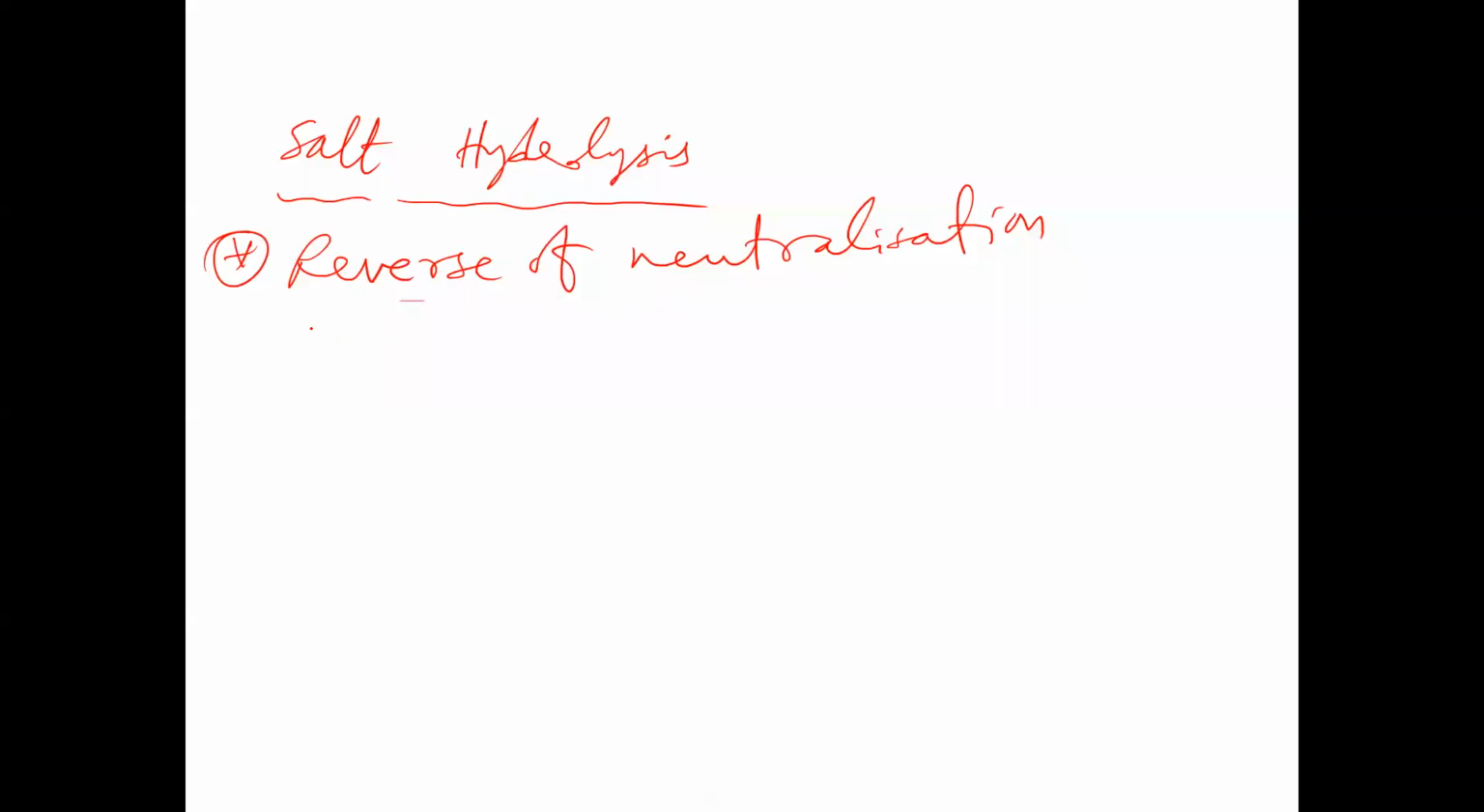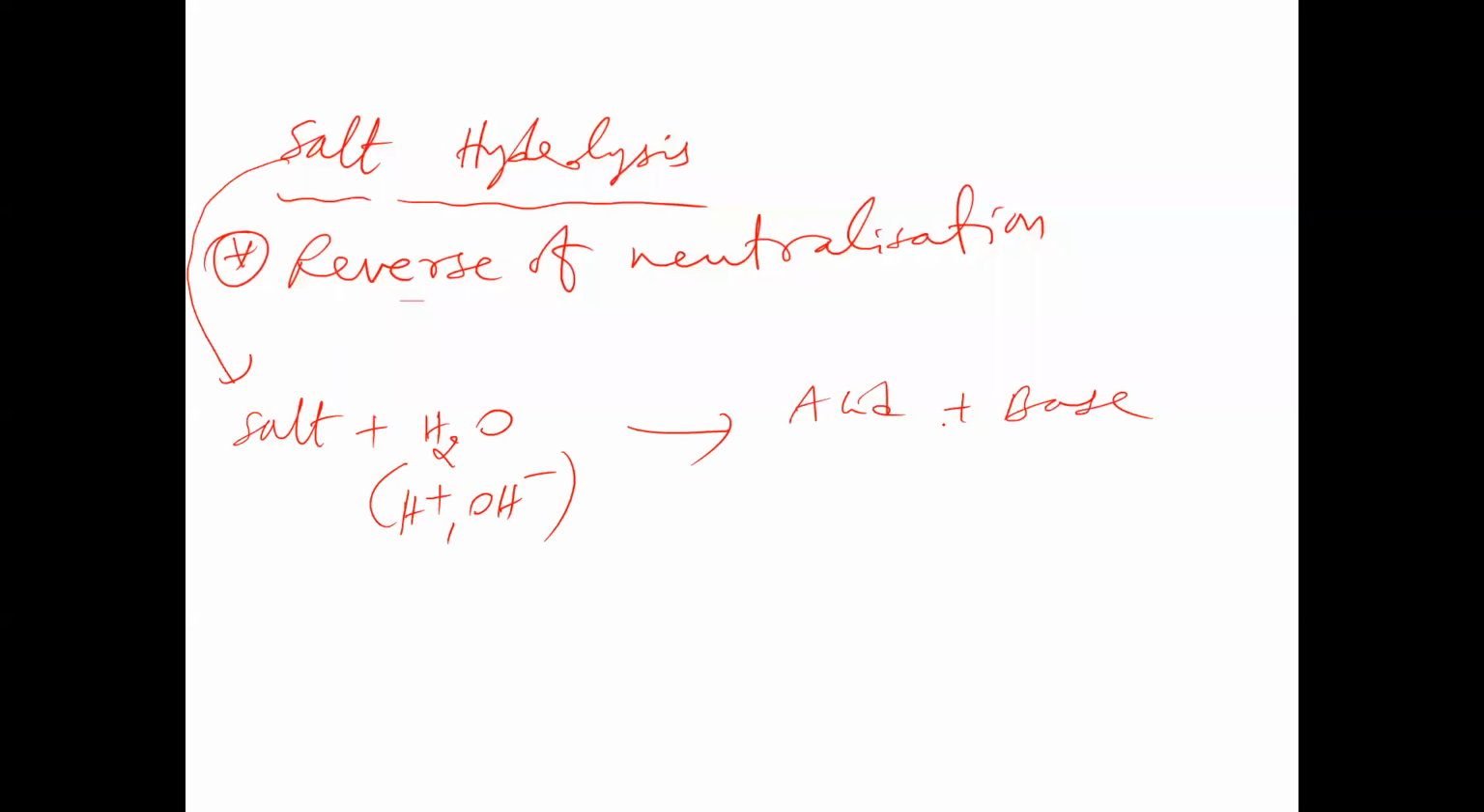Now in salt hydrolysis, what happens in this process? One salt will interact with the water. In the water we have H plus ions and OH minus ions, to form acid plus base. This is salt hydrolysis. Lysis means breaking down. Hydrolysis means interaction with water, reaction with water. The reaction of salt with water is called hydrolysis.